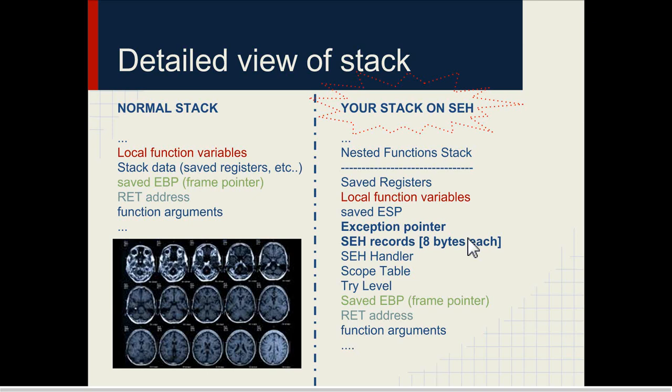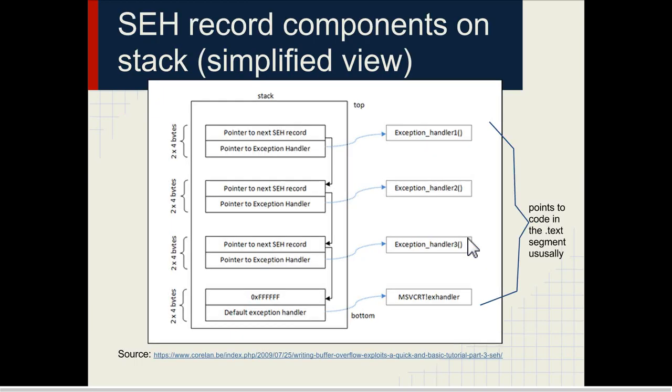But really, I've highlighted in red the local function variables. So you have the ESP. What really changes is the stuff that's in bold. You have the exception pointer, and then you have the SEH records. Those are actually two variables on the stack because that's 8 bytes, so that's 2 4-byte pointers. And then you have the SEH handler, the scope table, and the try level, and then the bottom of the stack, basically. So this is a very simplified view of exactly what these SEH records are like.